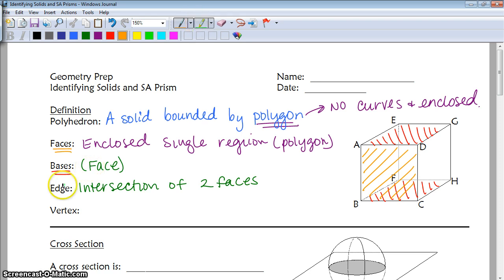The edge, which we just talked about, I'll go ahead and highlight in blue here. An edge is just an intersection of two faces. So for example, AD is an edge because it's where plane AEGD, or face AEGD, and face ABCD meet. So that's why it's called an edge. And then a vertice, or a vertex, is just one of the corner points where the faces meet.